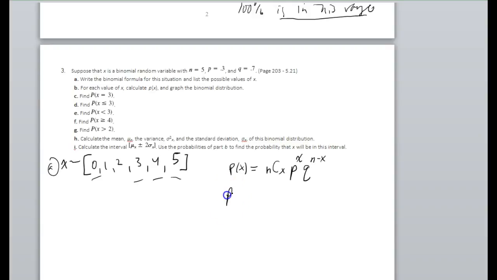And in our case, we just plug in some numbers. It's going to be p of x is equal to 5 choose x times 0.3 to the x times 0.7 to the 5 minus x. And that's our function. That's our probability function.